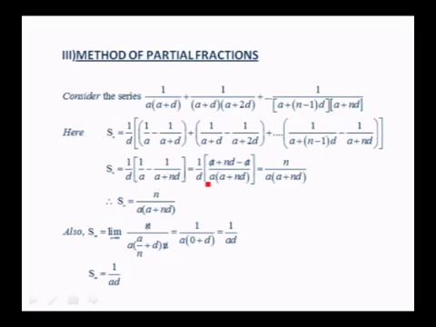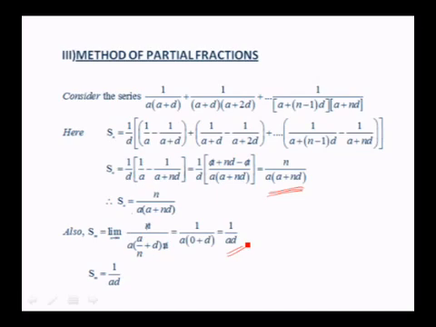There, if you take the LCM, I get a into a plus nd, a plus nd minus a, and a cancels. I get n over a into a plus nd. So this is the formula for Sn. Sn is this one. If I want S infinity, then if you remove n, you get 1 over ad. So this is the formula for S infinity.